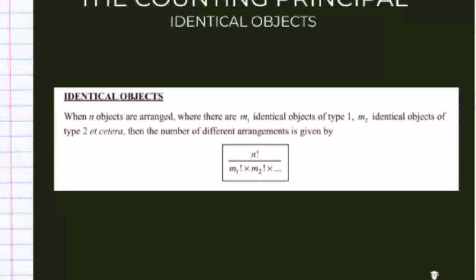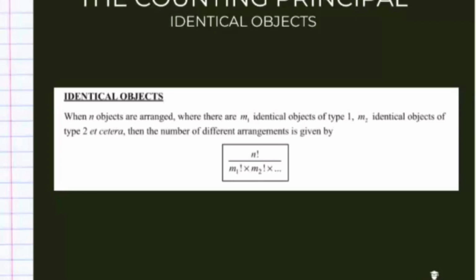So it says here that when we have n objects that are arranged, meaning the number of letters that need to be arranged, where there are m1 identical objects of type 1, meaning maybe S is repeating itself twice or 3 times, m2 identical objects of type 2, meaning that maybe A in this case is repeating itself 2 or 3 times, and other letters, then the number of different arrangements is given by.